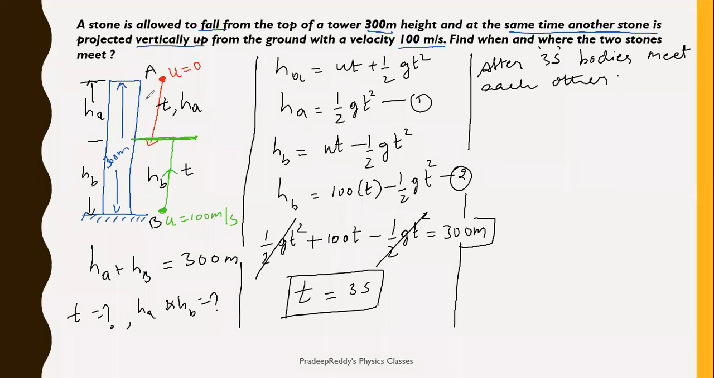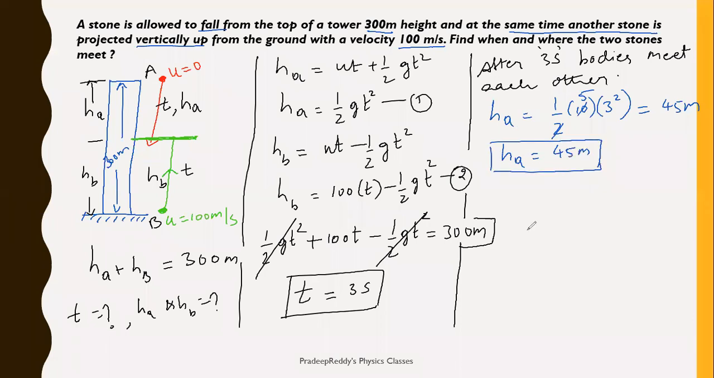Now you should find out what that particular length is. So I'll simply use the basic expressions for ha and hb. ha is equal to half, g is 10, and 3 square, because t is 3. That is half into 10 into 9, which is 45. Therefore, the height traveled, ha, is equal to 45 meter.